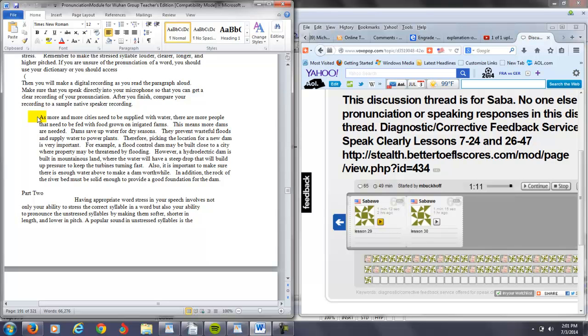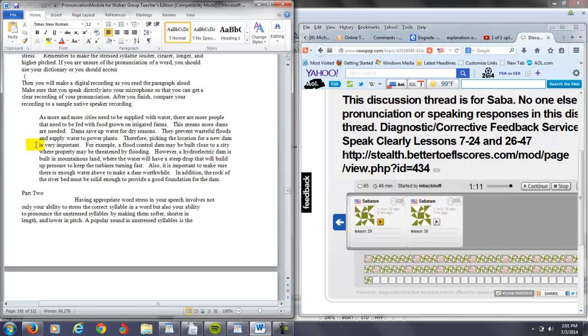As more and more cities need to be supplied with water, there are more people that need to be fed with food grown on irrigated farms. This means more dams are needed. Dams save up water for dry seasons. They prevent wasteful floods and supply water to power plants. Therefore, picking the location for a new dam is very important.